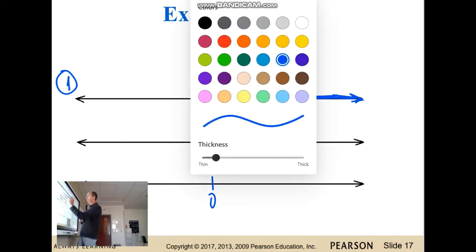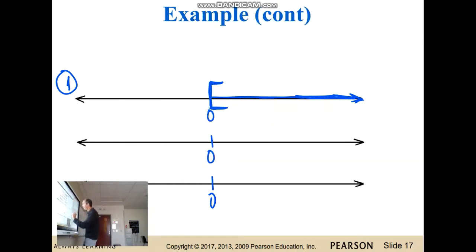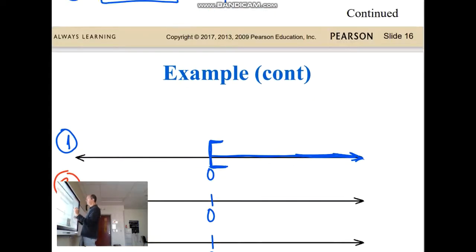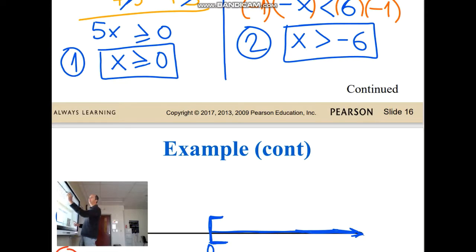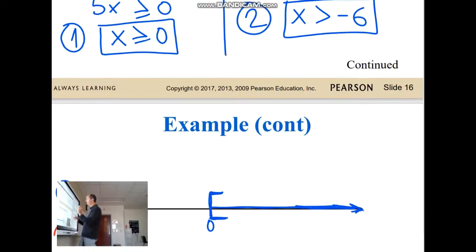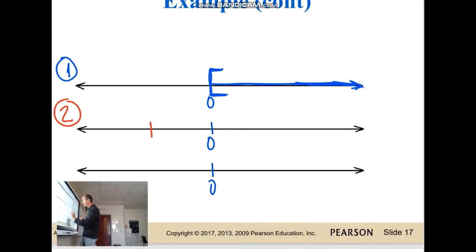Now let me use a different color here for number 2. Number 2 is going to be x greater than negative 6. Let's say negative 6 is here. We don't have an equal sign, but everything greater than negative 6 is included, right?